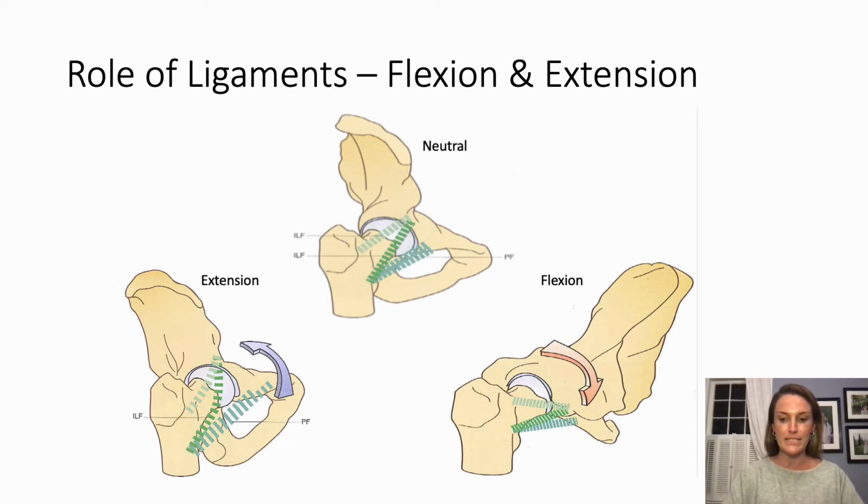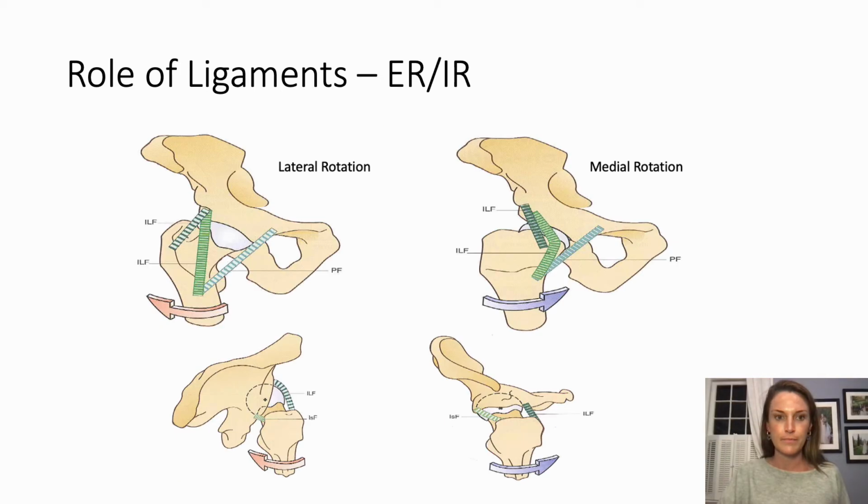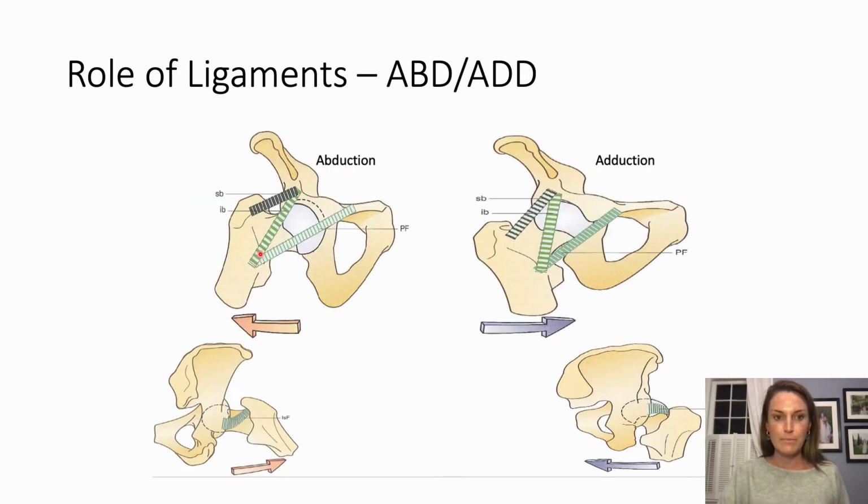So in hip extension, all of the ligaments are taut. In hip flexion, they are all slack. External rotation, the anterior ligaments become taut and the posterior ligaments become slack. And then it's the opposite for internal rotation. For abduction, the pubofemoral ligament is becoming taut and the ischiofemoral and iliofemoral ligaments become slack. And again, it's the opposite for hip adduction.